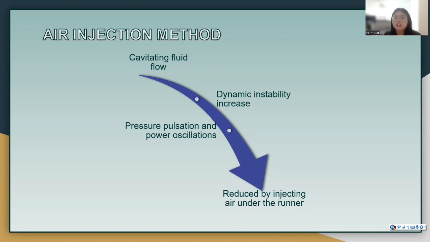The operation of the turbine under different conditions such as hard load, full load, and overload can lead to an increase in dynamic instability due to cavitating field force, resulting in pressure fluctuations and power oscillations. However, these fluctuations can be reduced by injecting air under the runner blades during turbine operation.